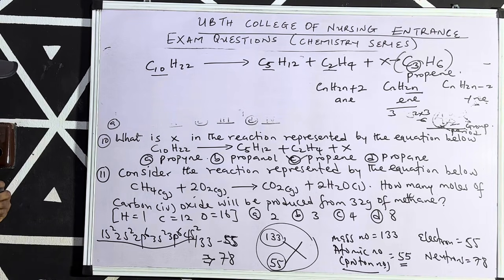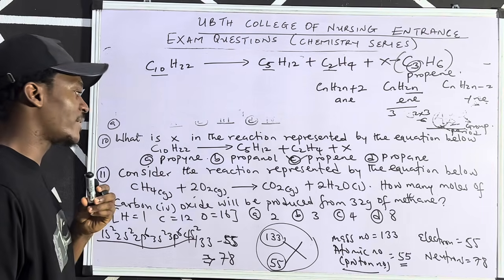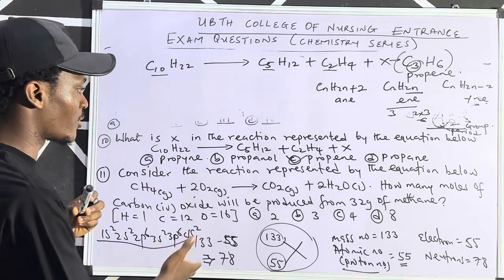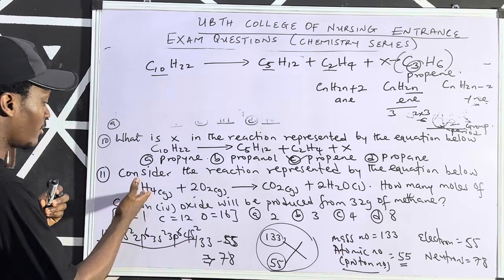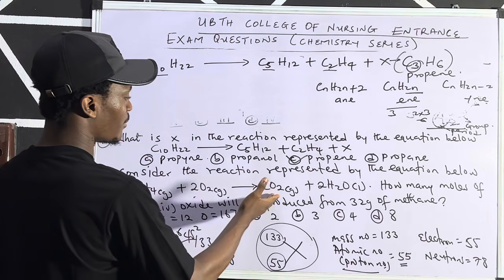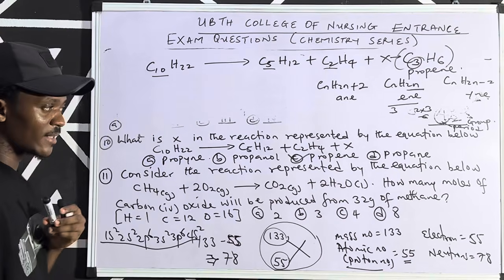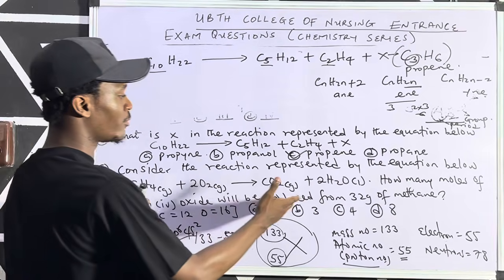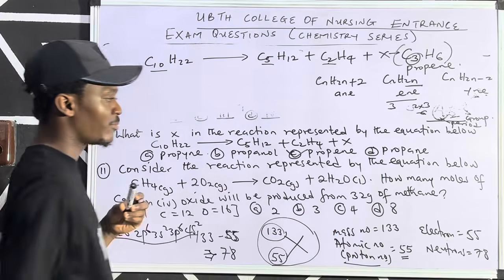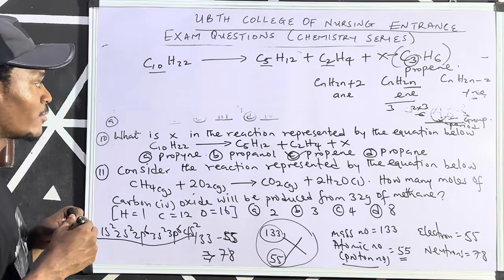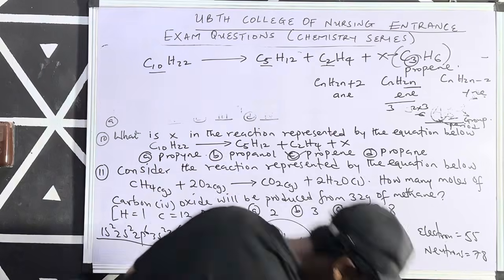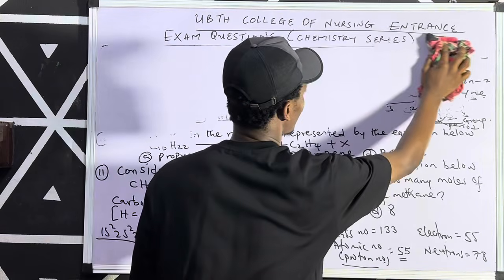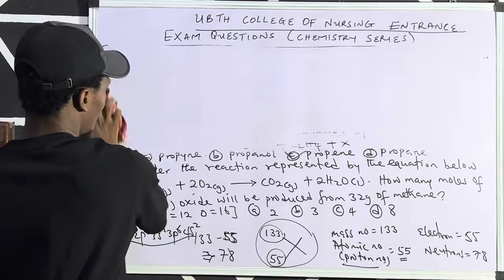Question 11. Consider the reaction represented by the equation below. And then we are given this equation. This is a typical example of a combustion reaction that involves methane being burnt in oxygen to produce CO2 and water. Now they are asking how many moles of carbon dioxide will be produced from 32 grams of methane. This is a typical example of stoichiometry. This question is taking our minds to stoichiometry. So let's see how we can tackle this question.